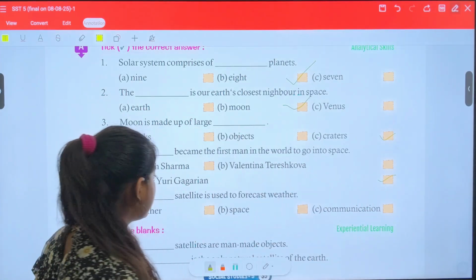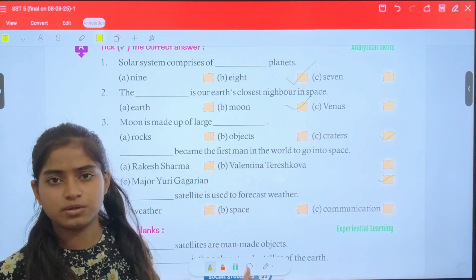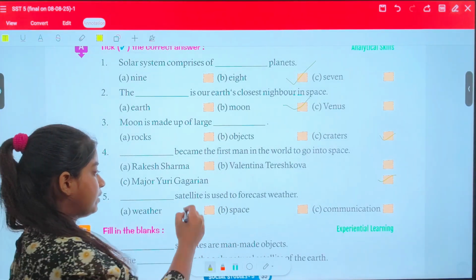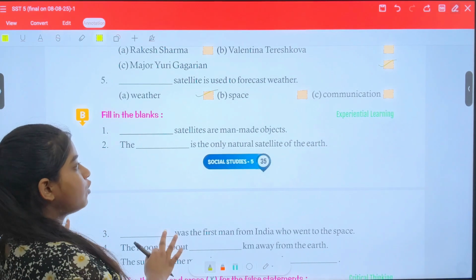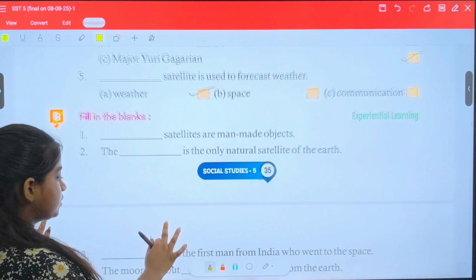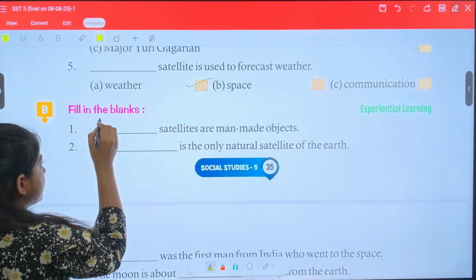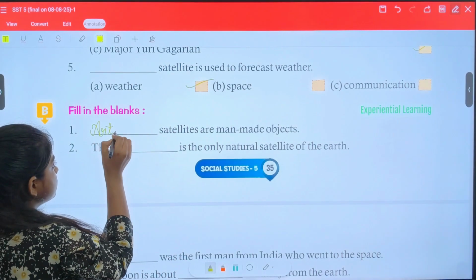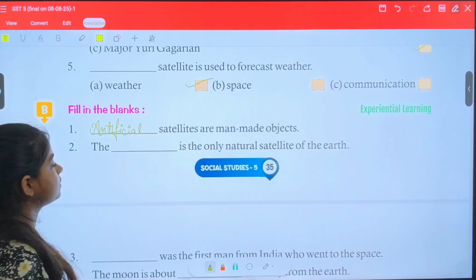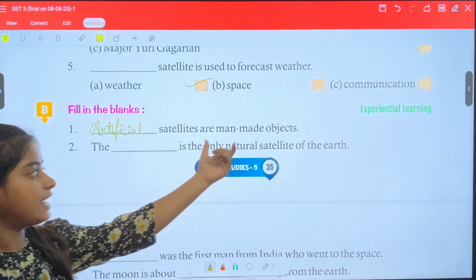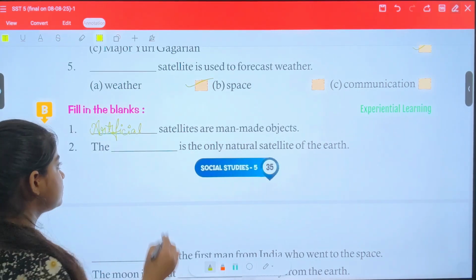Dash satellite is used to forecast weather. So for weather, we have the weather satellite. This is a very easy question. Dash satellites are made up of objects. Which satellites are made up of objects? That is artificial satellites. The dash is the only natural satellite of the Earth, so that is the Moon.